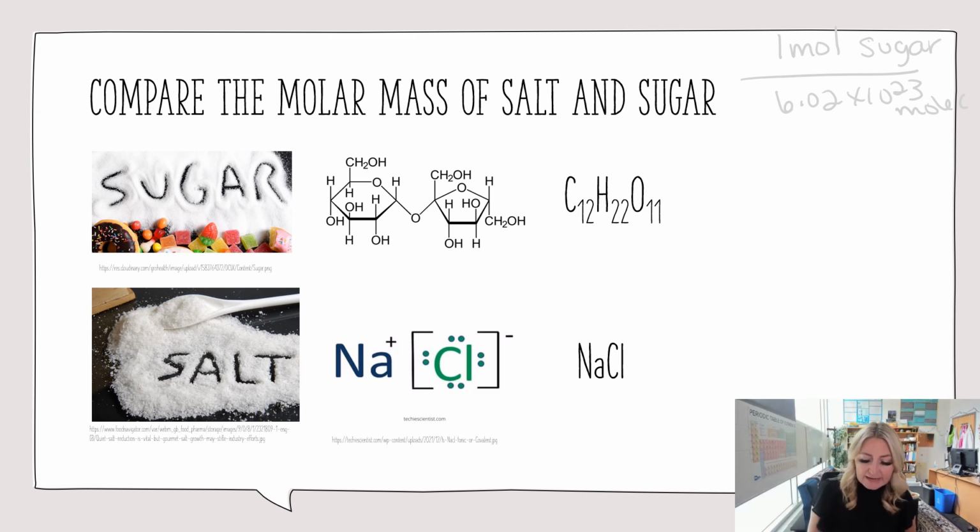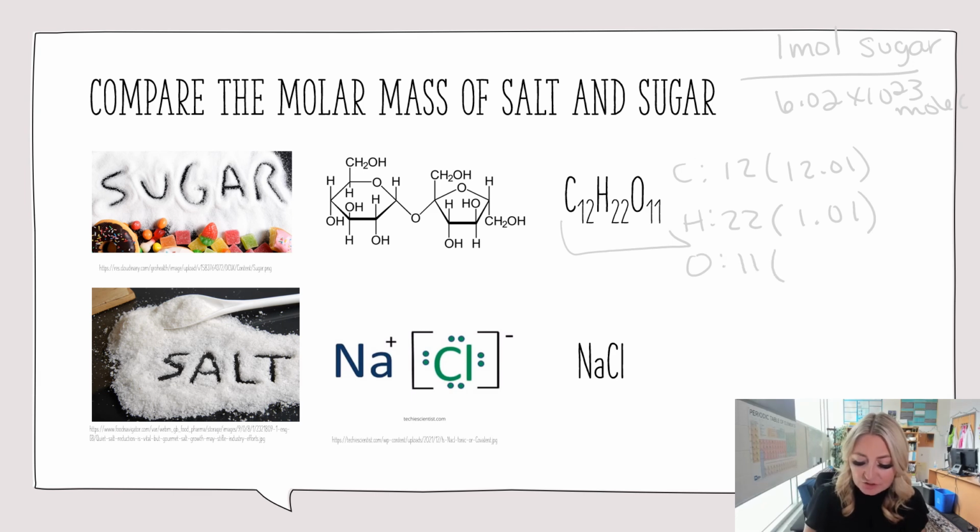We're going to go ahead and do the molar mass for the molecular formula of sugar. So I'm going to need my periodic table. And again, if you're using the periodic table from class, it already goes to 2 decimal places. This is going to make your life easier. I have 12 carbons. Looking at my periodic table, a single carbon has a mass of 12.01. I have 22 hydrogens that each have a mass of 1.01. And I have 11 oxygens, each with a mass of 16.00.